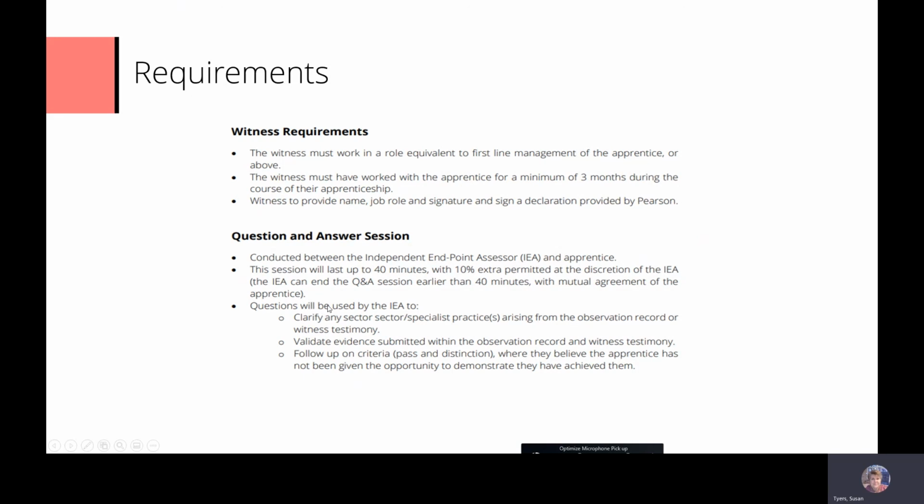Questions will be used by the IEA to clarify any sector specialist practices arising from the observation record or witness testimony, validate evidence submitted within the observation record and witness testimony, follow up on criteria pass on distinction, and where they believe the apprentice has not been given the opportunity to demonstrate they have achieved them.